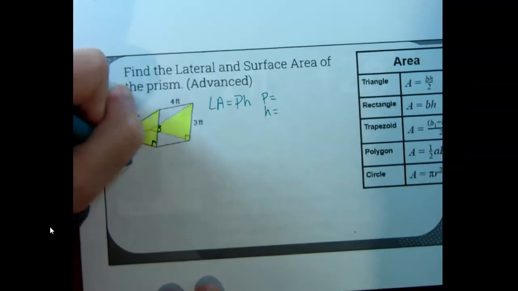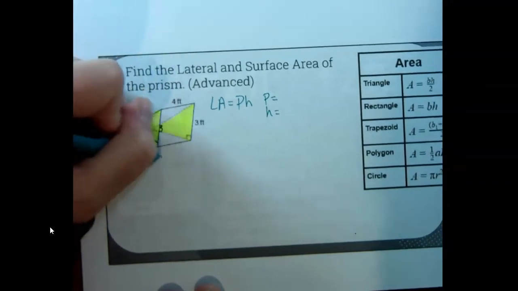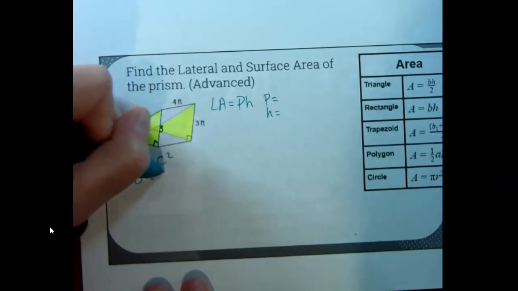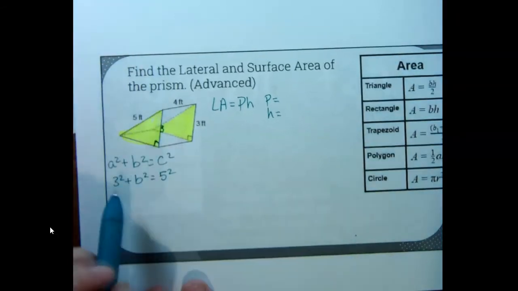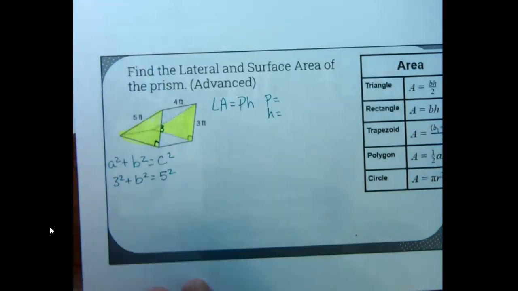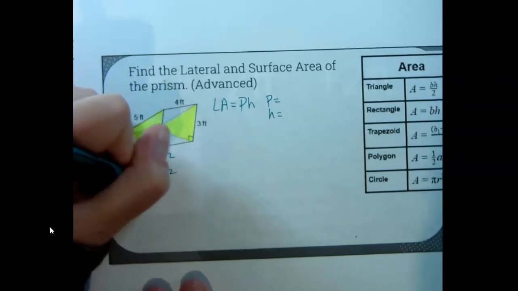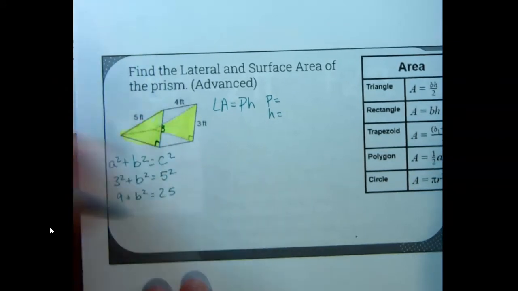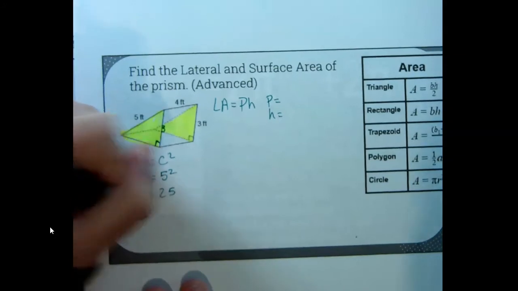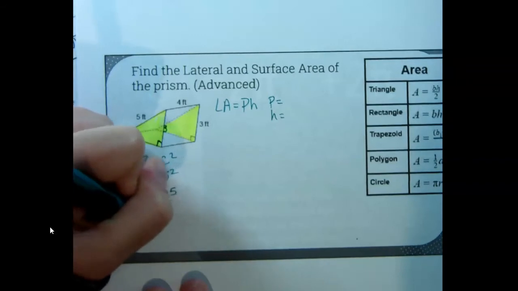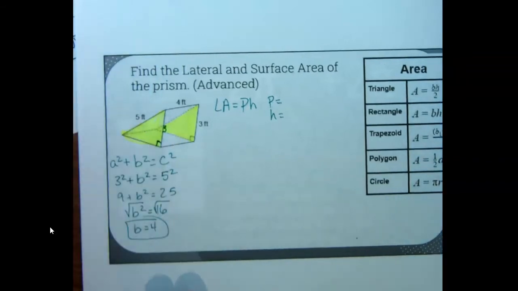So I will use the Pythagorean theorem, and this is a Pythagorean triple. The more we do those, hopefully you guys are getting more comfortable with remembering these. It's a 3, blank, 5 Pythagorean triple. So subtract 9 on both sides. And the length of this side is going to be 4.